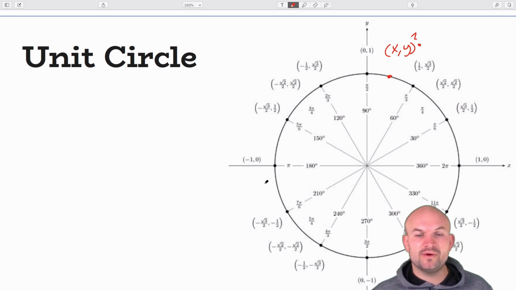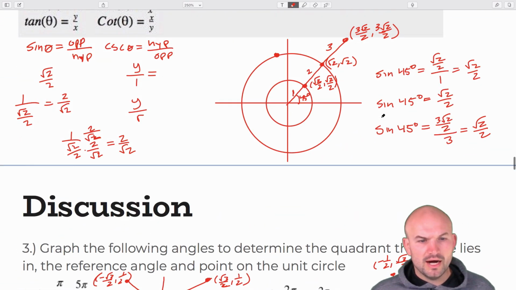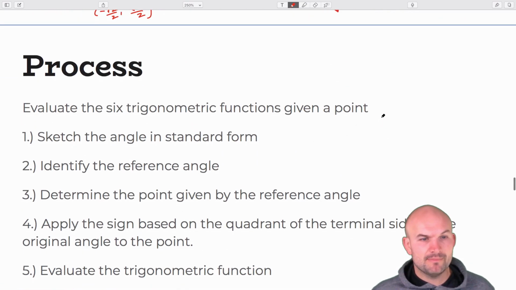For right now, these are all special right triangles, so we can figure out what these coordinate points are. That is what we are going to be using, and the rest is for some later lessons. All right, so now let's get into some examples.